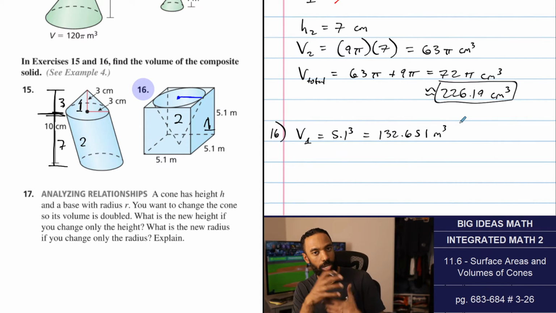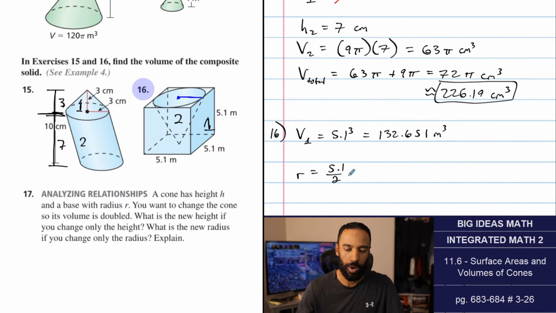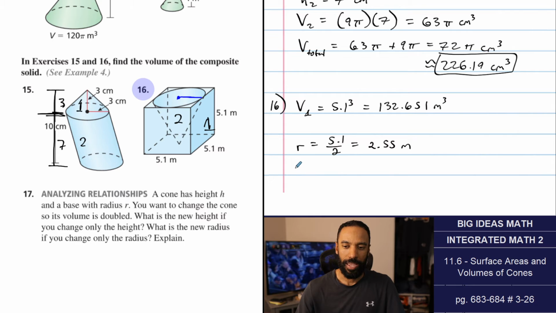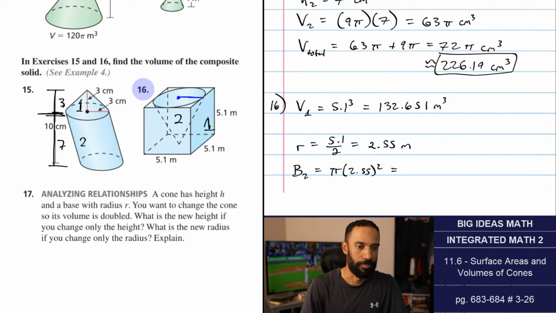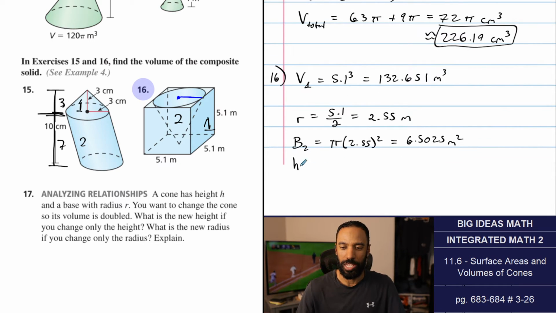Now, we are going to cut this cone volume out of there. That's a hollowed out area, basically, right? So for volume 2, let's first find that radius. We're going to take half of 5.1, given how the square works. Half of 5.1 is 2.55 meters. So the area of the base for object 2 is pi times 2.55 squared, which is 6.5025 pi square meters. The height of object 2 is the same as the height of object 1, which was 5.1 meters.